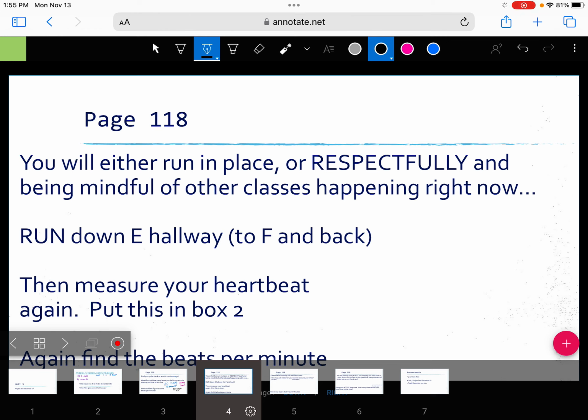We still did 15 seconds. If you count a different unit of time, it'll wind up different. But since we still did 15 seconds, it'll be the same calculation. And that's what's going in box 2, this second one down here. So this is your active heart rate, or your breath holding heart rate, or your running down the hallway heart rate. So find your beats per minute for there again, because we're going to do some calculations in there. We're going to use your data about your heart.